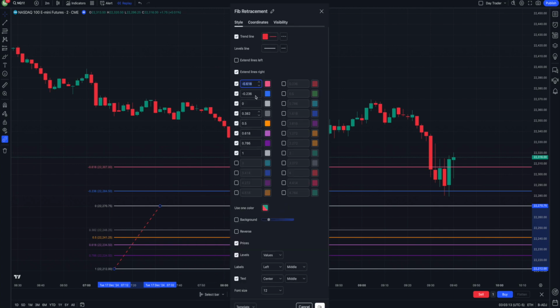My settings are already obviously created, so take a second to pause the video and input these numbers into your settings as well. But make sure it's just these numbers and nothing else. Also make sure extend lines to the right is selected. So once that's done, just push OK and it'll be saved whenever you're ready to use your fib levels.